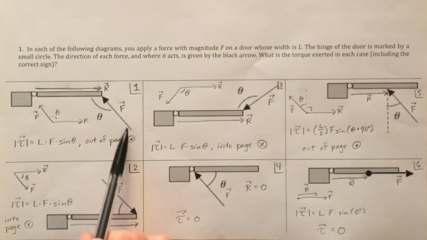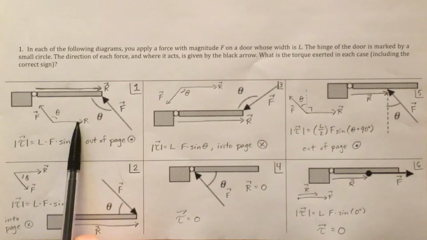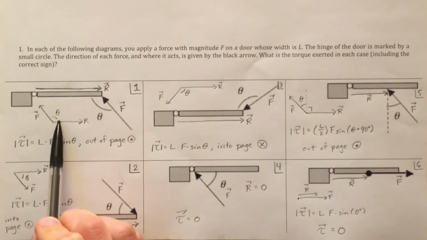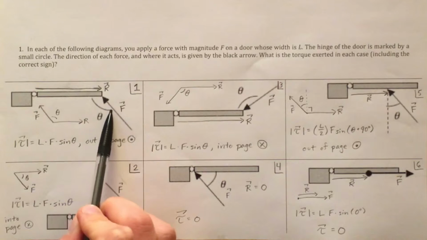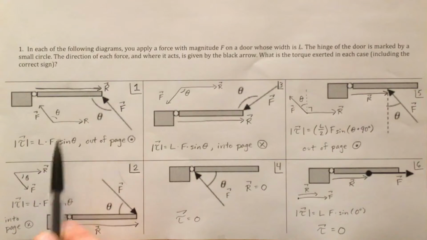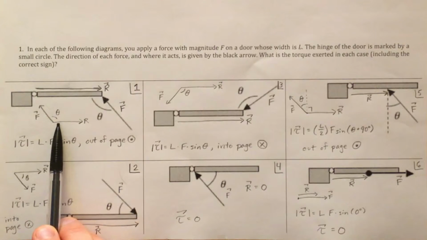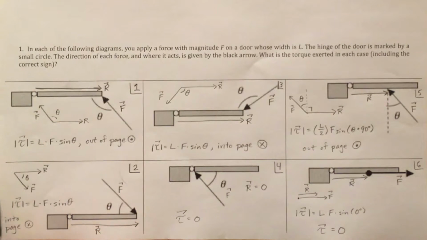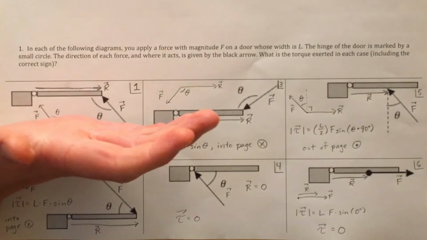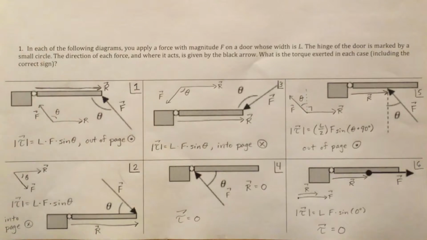In the first part, the force vector is being applied the full distance r away from the pivot. The angle between these vectors is theta. Using trigonometry, we can see that this angle theta is the same as that angle theta. The magnitude of the torque is therefore L, the length of the door, times F, the magnitude of the force, times sine of this angle theta, and using the right-hand rule, where we point our fingers in the direction of r and cross our fingers towards the force vector, we see that the torque is pointing out of the page.